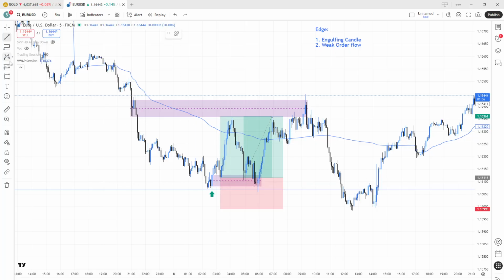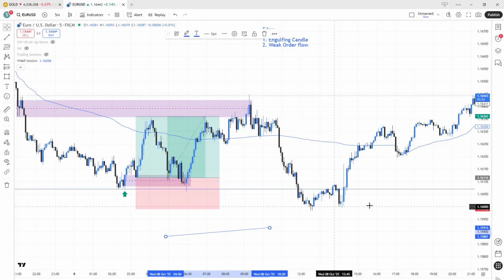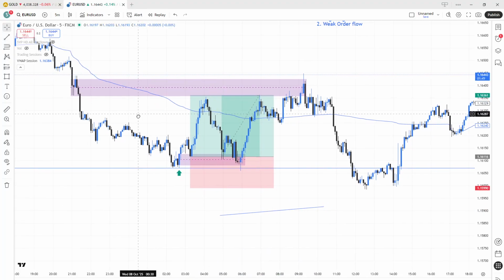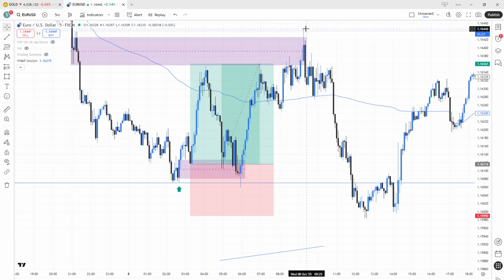So we have that, right? Price. Let me see. So after this engulfing candle, right? Price did come back to test it, retest it. It gave us that big move, right? Also retested a second time, gave us that big move.